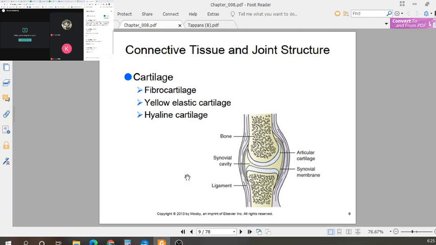Hyaline, this is the new one. This is a thin covering. It's found on the end of bones, wherever we have our articular cartilage. It is hyaline cartilage, and it is very smooth. It does not cause much friction there. But it helps to distribute stress put on that joint. It helps distribute the weight evenly over that surface. So it helps take some of the pressure off. Little shock absorbers.